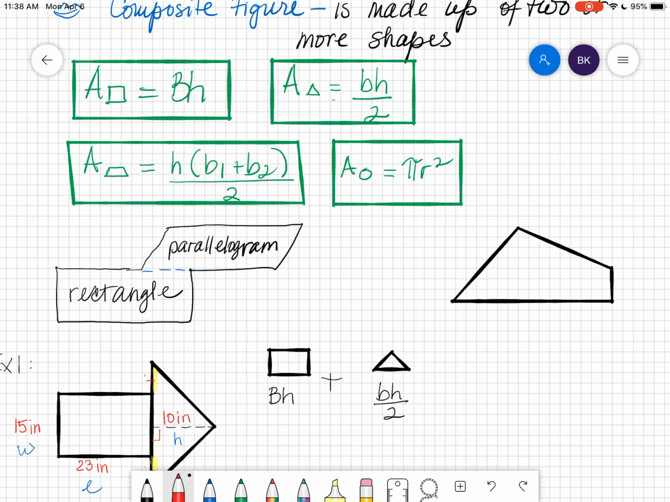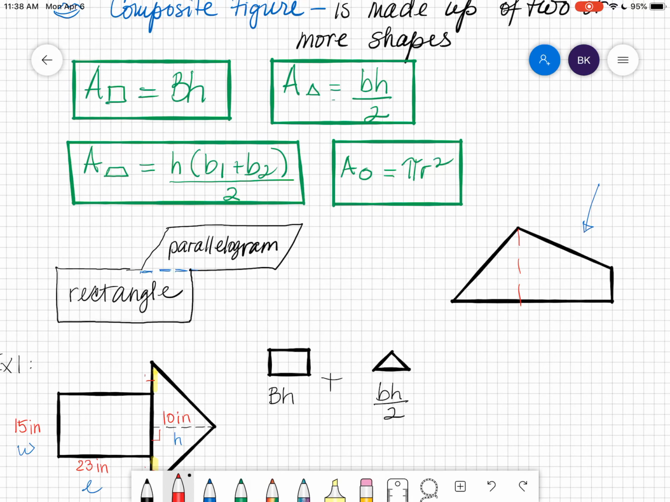So just a couple of examples of composite figures. For example, on the left you'll see a rectangle and a parallelogram, and if you see the dotted line right there, I'm kind of separating these so you can see that it creates two different shapes if you split it. Also, we have this irregular shape on the right. Now I can split it right here and create two shapes.